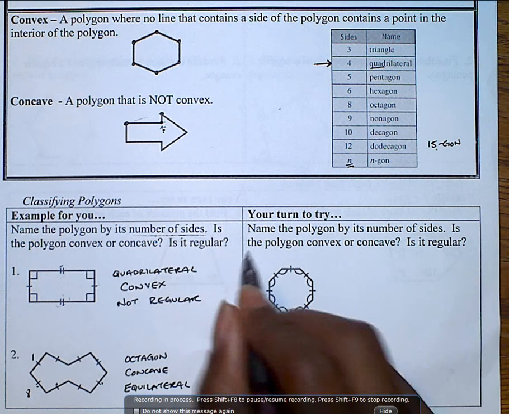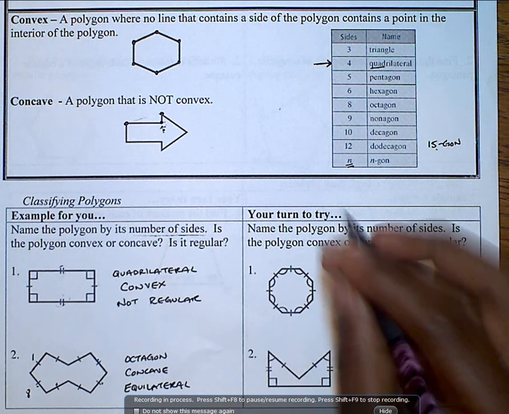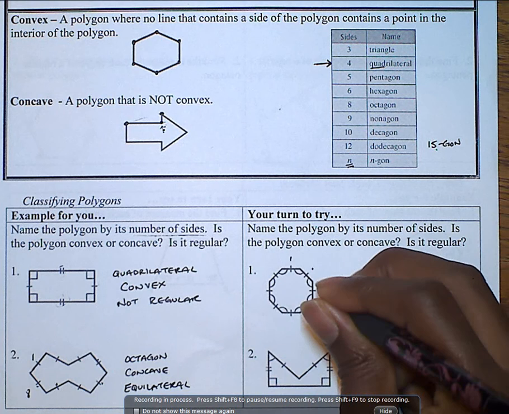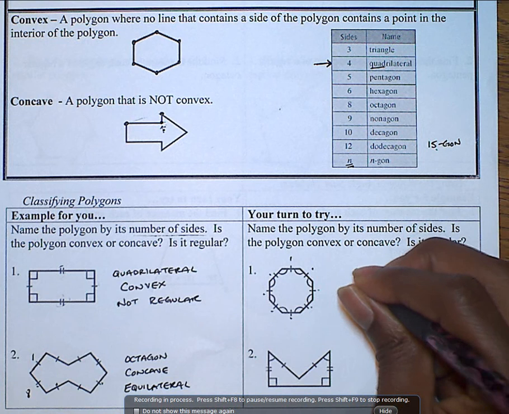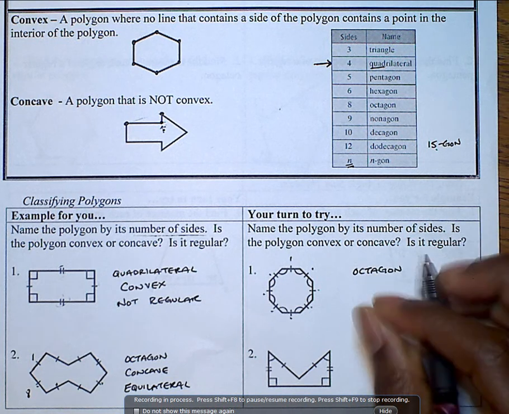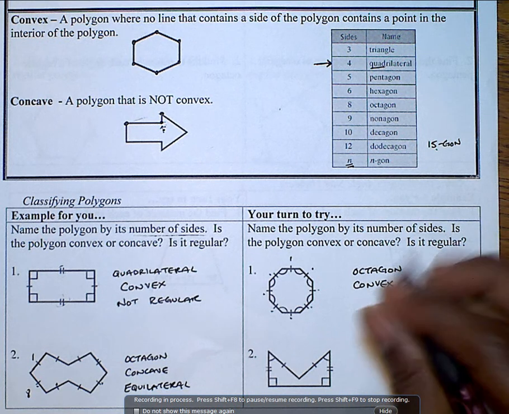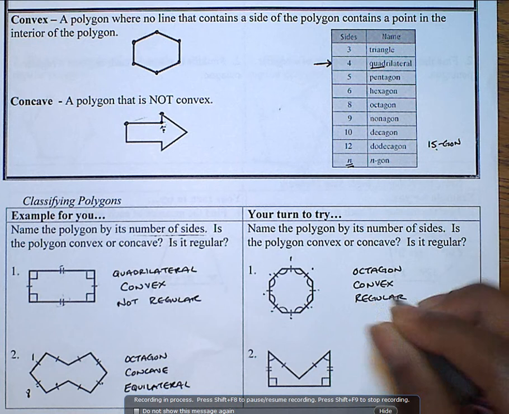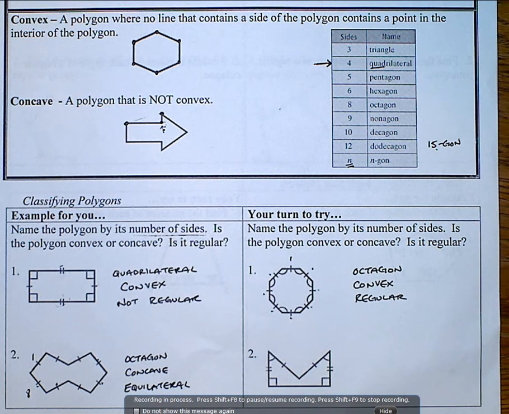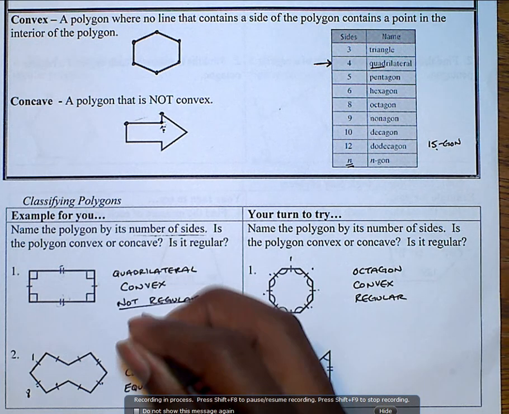You can pause it if you want to and try these two on your own. I'll continue right now. If you want to count 1, 2, 3, 4, 5, 6, 7, 8. This is an octagon. It is convex. None of the sides are caved in. And it is regular. All the sides and all the angles are the same, so it's equiangular and equilateral. Looking back at the last one, we could say that this is not regular, but we could say this is equiangular.